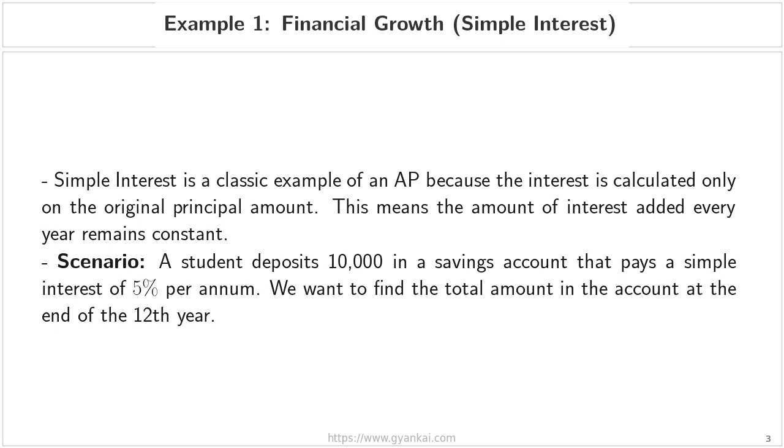Let's look at the specific scenario presented here. Imagine a student deposits $10,000 into a savings account. This account pays a simple interest rate of 5% per annum, which just means 5% per year. Our goal is to use the arithmetic progression formula to determine the total amount of money that will be in the account at the end of the 12th year. As we move to the next slide, we will break this down step by step to identify our first term and our common difference.